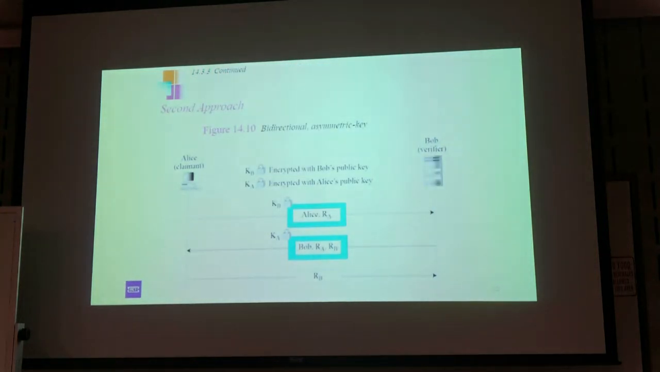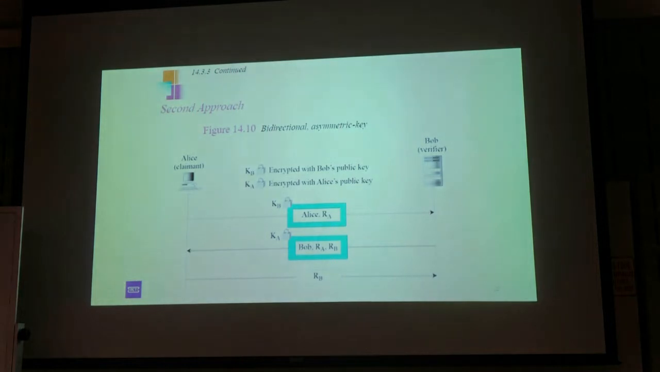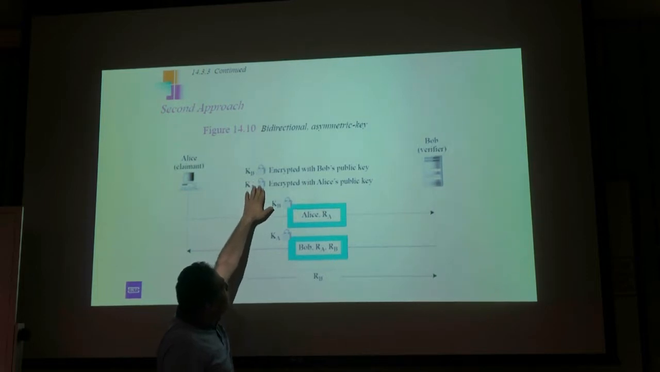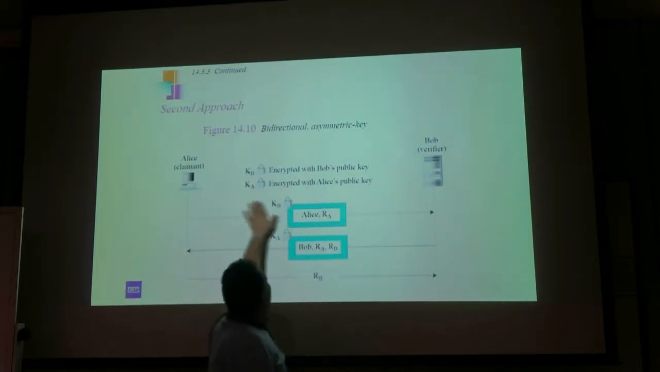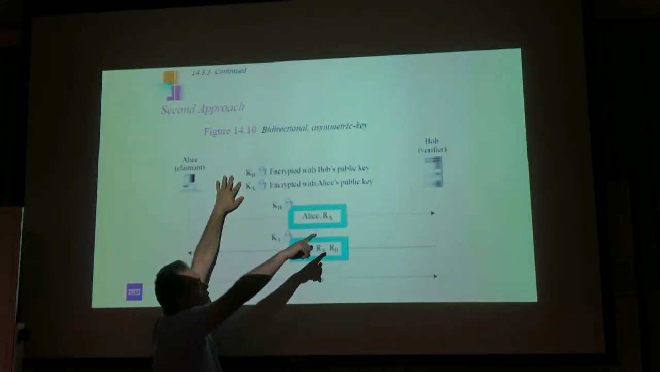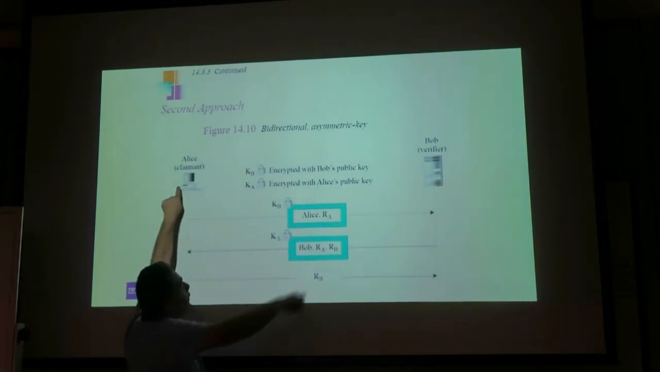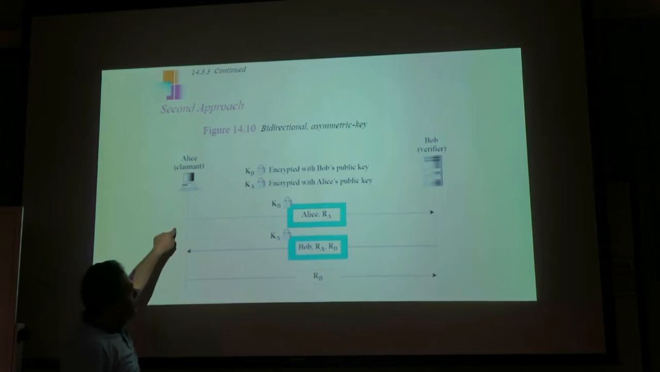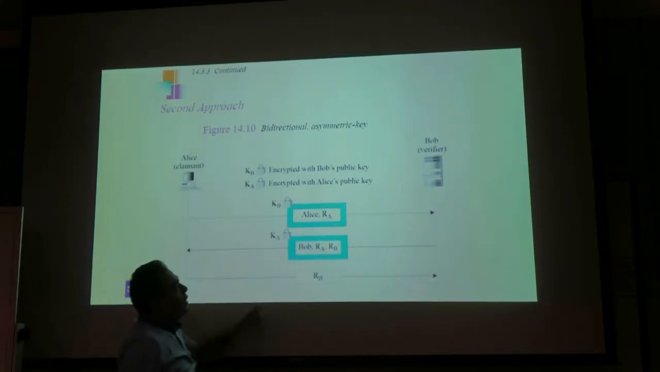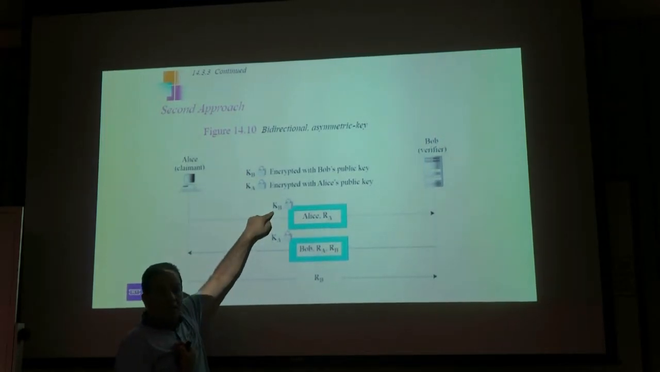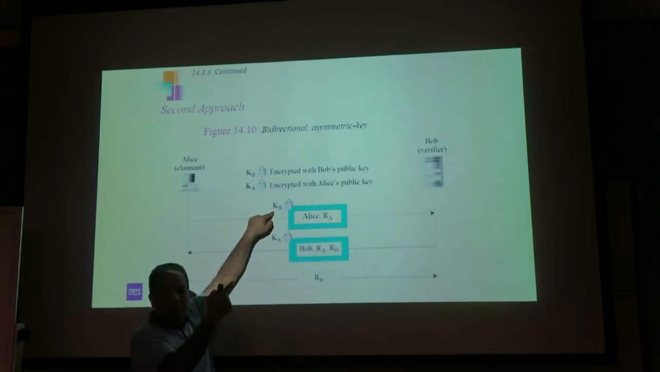Then the second approach is in here. So now, let's take a look at the keys. KB is encrypted with Bob's public key, and KA is encrypted with Alice's public key. So what is KB? It is the public key of Bob. KA is the public key of Alice, right? Very simple. So in here, Alice puts a package together that includes its name and the nonce. Everything will be encrypted with Bob's public key.